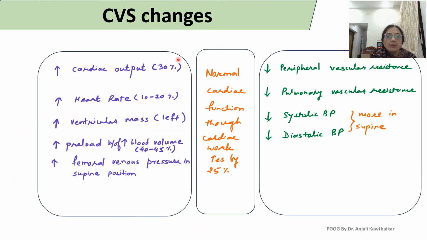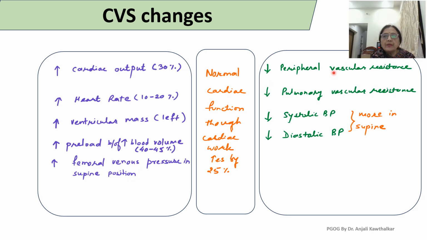If we can remember the cardiac CVS changes like this: what is increasing is cardiac output by 30%, heart rate increases by 10 to 20%, and ventricular mass, especially left ventricular mass, is also increasing by 30%. There is an increase in the preload because of increasing blood volume. Blood volume is increasing by 40 to 45%. There is increased femoral venous pressure in supine position because of the compression of the inferior vena cava by the gravid uterus in the second half of pregnancy.